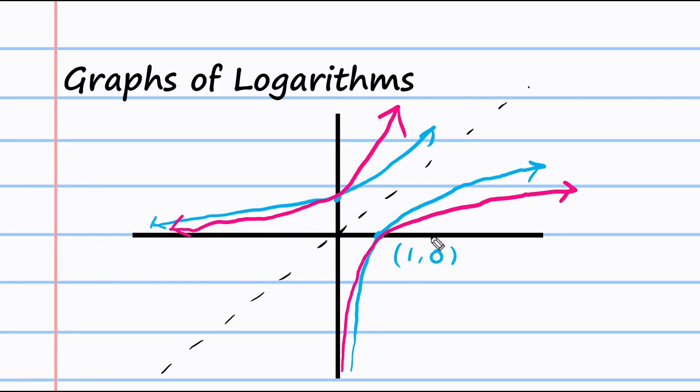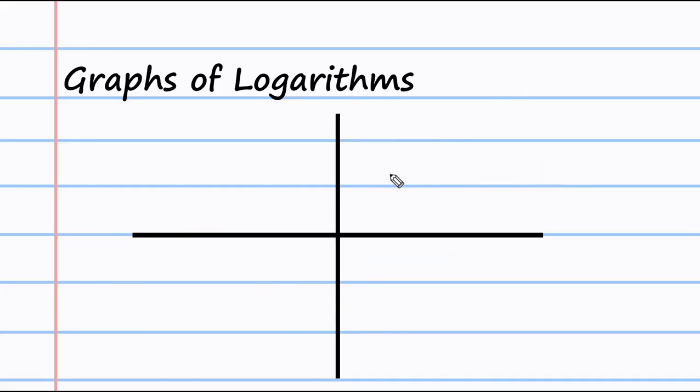They can obviously be translated up, down, left, or right. You can have a negative logarithm, for a logarithm which goes all the way up from here down like this. You can do anything with logarithms. Same as you can transform any of your other functions. So yeah, these are what the graphs of logarithms look like. They're basically exponential functions reflected over the line y equals x.